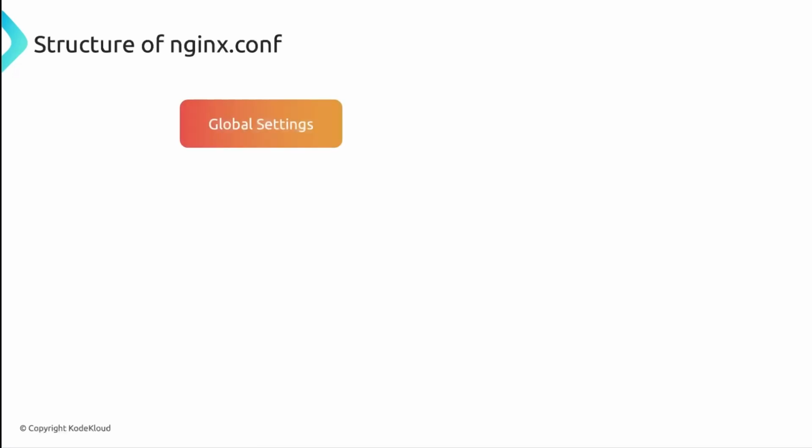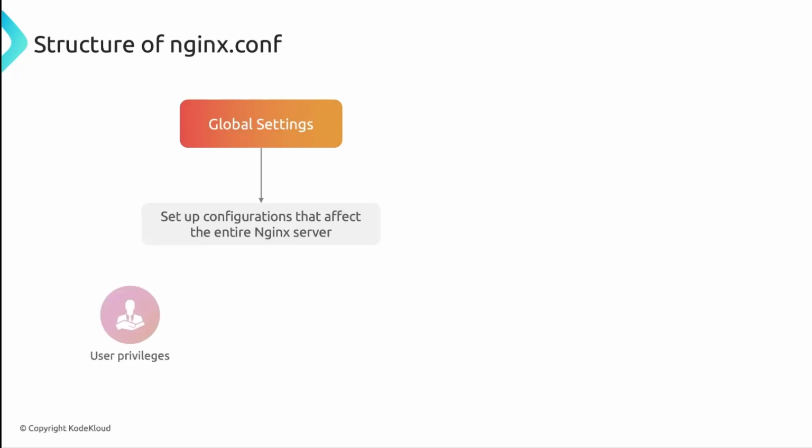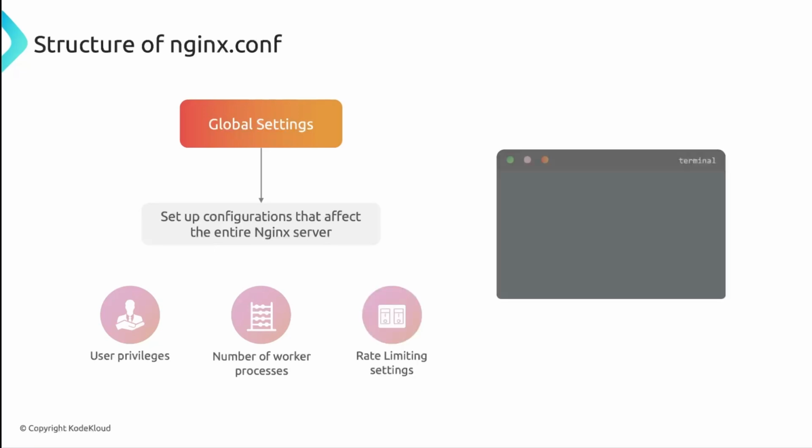We first have what's called global settings. This is where you set up configurations that affect the entire NGINX server. Things like user privileges, number of workers, rate limiting settings, etc. Compression, cache, all of that.